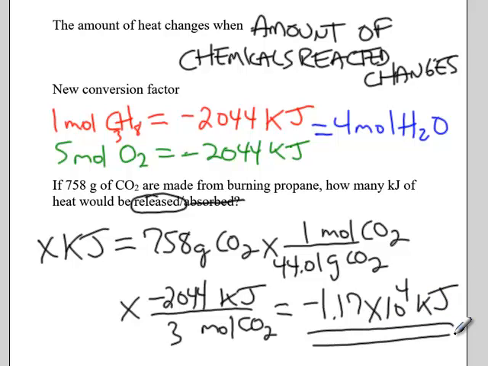Now, when you read that out, you don't say that we lost negative 1.17 times 10 to the 4th kilojoules. You don't lose negative heat. The sign of delta H tells you whether heat is being lost or not. So delta H can definitely be a negative number like it is in this case, but we would say we lost 1.17 times 10 to the 4th kilojoules.